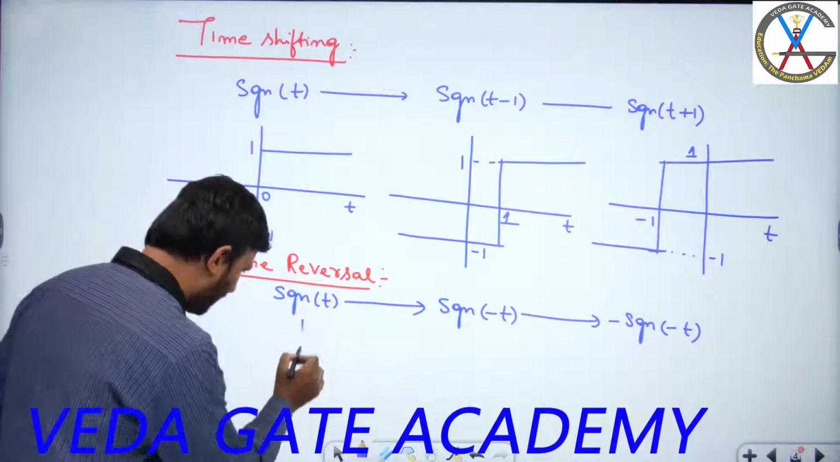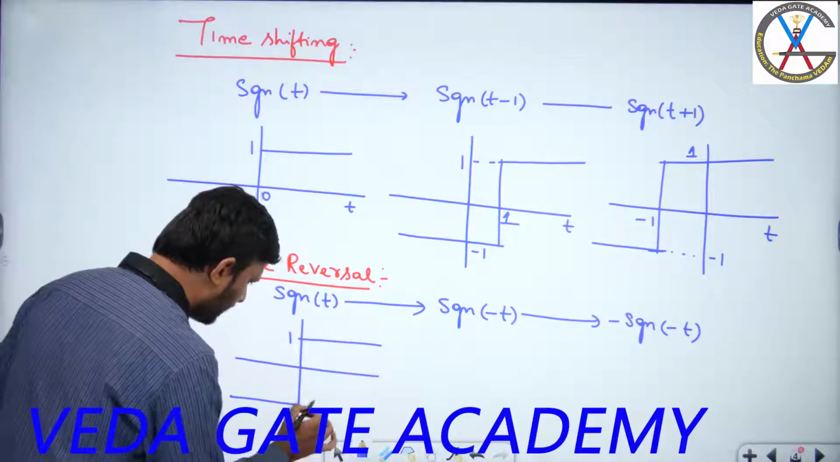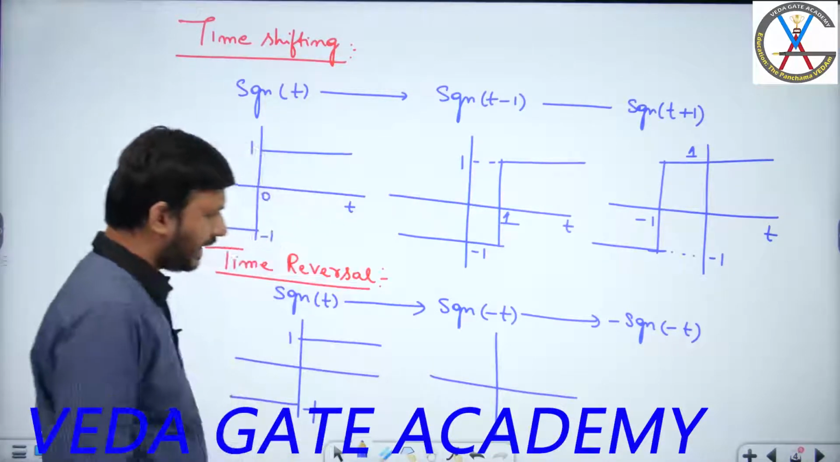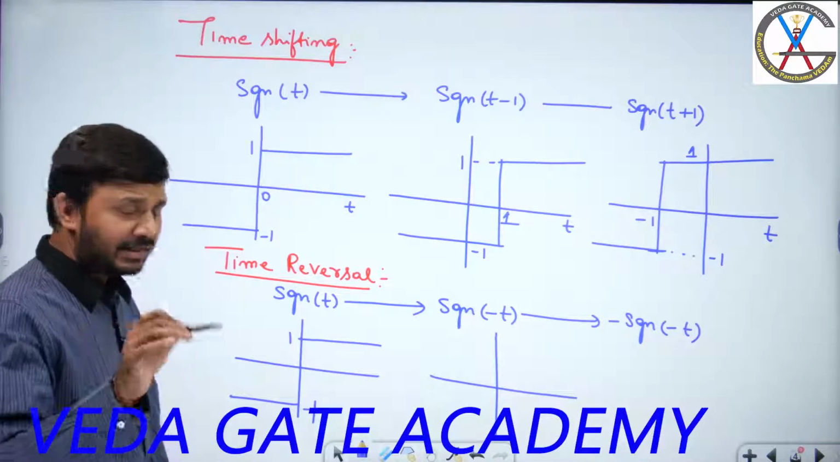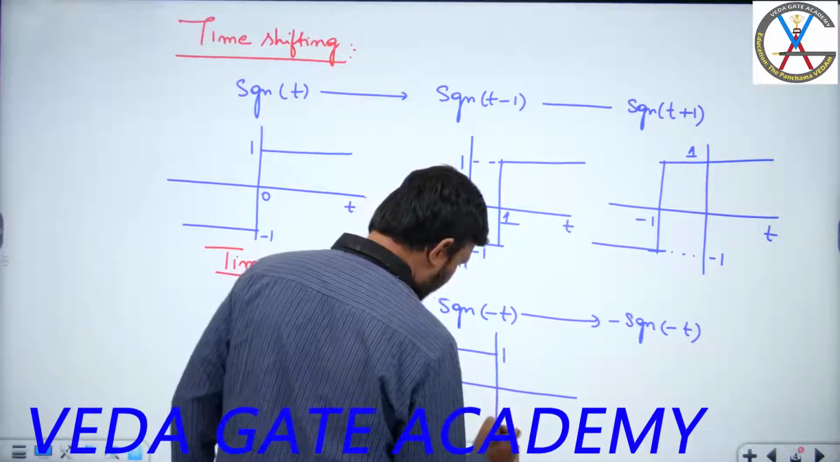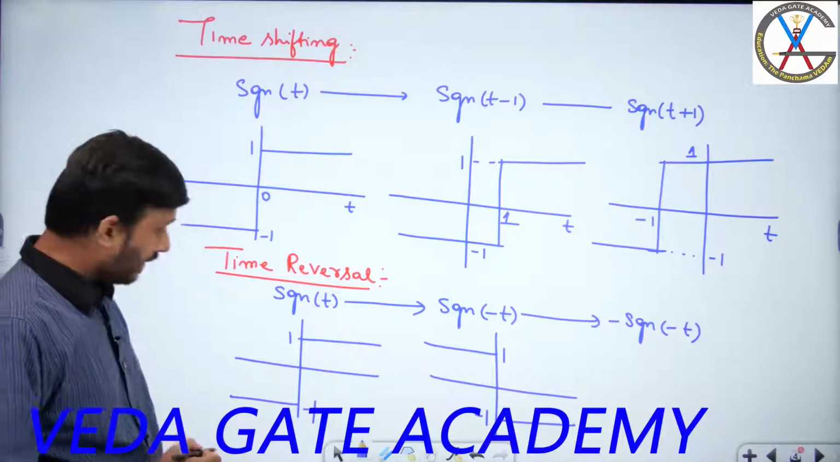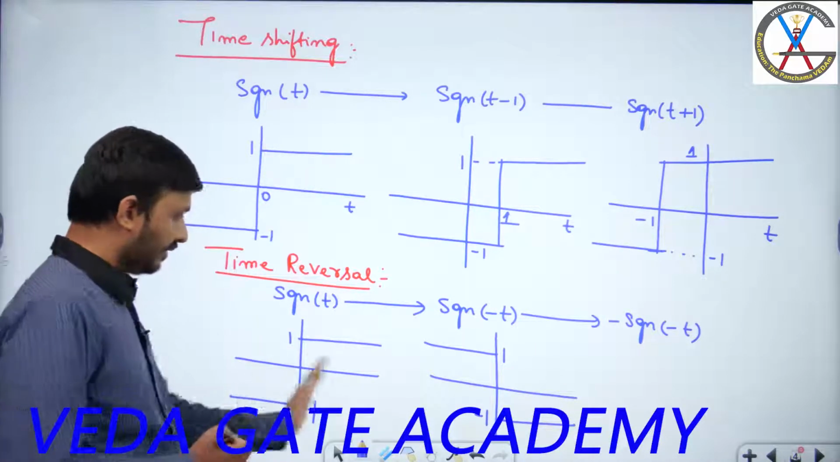Let's write signum of t. Signum of t means your original signal. Yes. Signum of minus t means mirror image along vertical axis, or simply folding the signal along vertical axis, or just flipping the signal along vertical axis. Now what will happen? This is signum of minus t. Hope you understood. Take the mirror image along vertical axis. This comes here, this goes here.